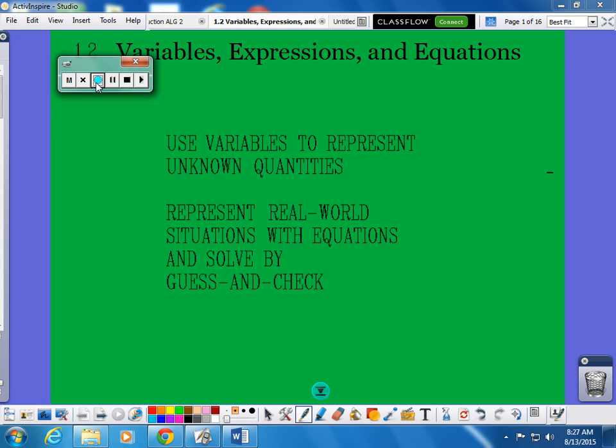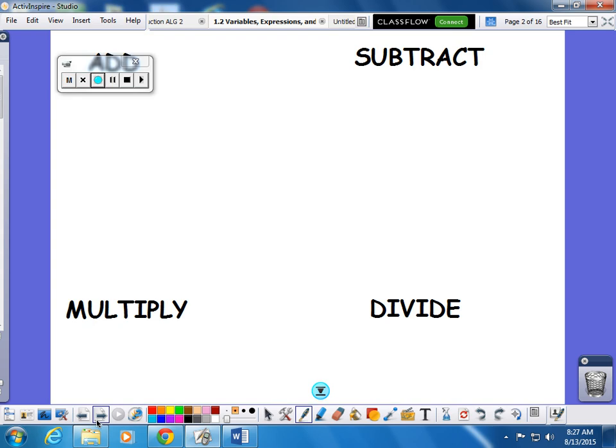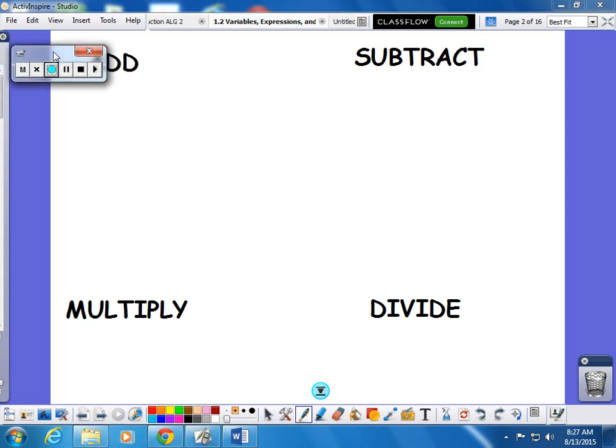Today we're going to talk about variables, expressions, equations. This is sort of a pre-algebra review. I'm going to give you a few minutes and I want you to list any word or phrase in a word problem that would indicate to you that you need to add, subtract, multiply, and divide. All right, let me just get you started.